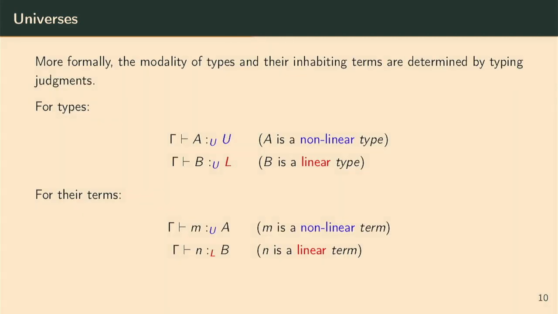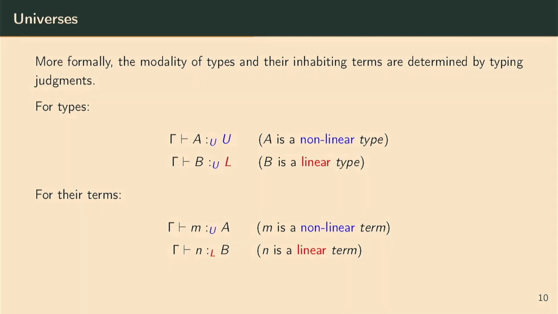So more formally, the modality of types and their inhabiting terms are determined by a couple of typing judgments. So for types, we have here, we say A is a nonlinear type because it inhabits precisely the U-sorted universe. And we say that B is a linear type because it inhabits the L-sorted universe. And for the terms that inhabit A and B, so for M, which inhabits A, we say M is a nonlinear term. And for N that inhabits B, we say N is a linear term.